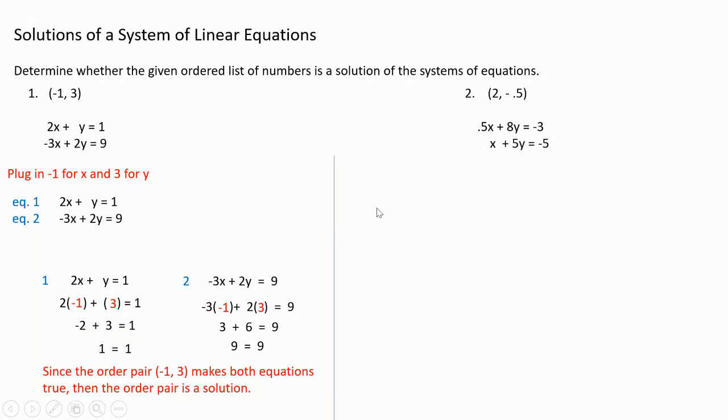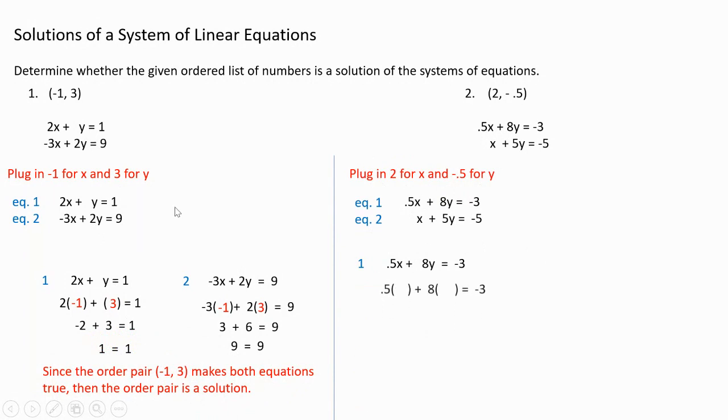So now let's do number 2. We're going to repeat the process, but now we have a different system of equations and a different point. We're going to plug in 2 for x and negative 0.5 for y. We call them equation 1 and equation 2. In equation 1, we repeat the same process as number 1, plugging in 2 for x and negative 0.5 for the y value. After we evaluate it, it gives us negative 3 equals negative 3. So this is true, and we continue to equation number 2.